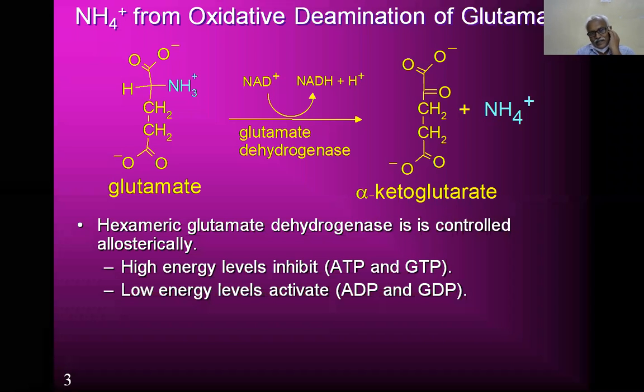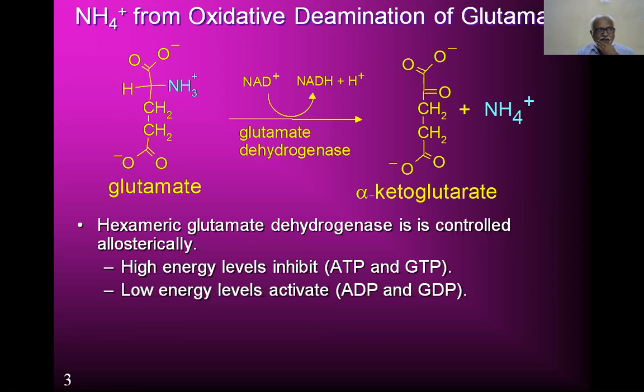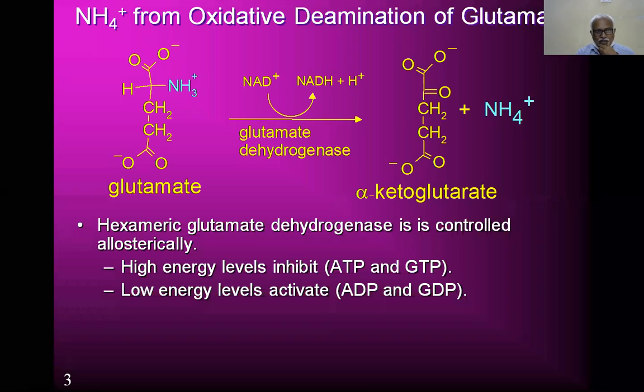This hexameric and all these things, you need not try to stress on your brain. But GDH is controlled allosterically. High energy levels inhibit it: ATP and GTP. Low energy levels activate it: ADP and GDP. NADP plus can replace NAD plus.